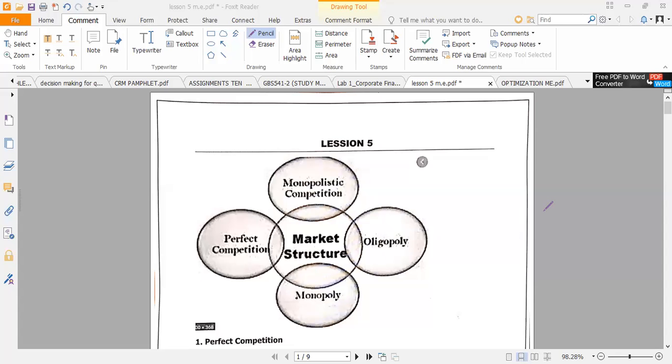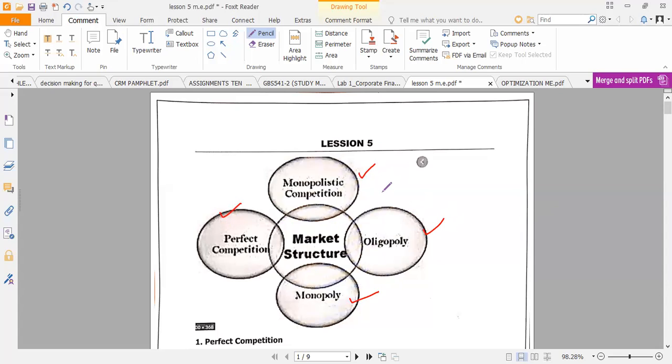Market structures really refer to the different industries that are classified and differentiated based on a degree of competition for the goods and services. For this class, I'm going to dominate on the 4 types of market structures. We have perfect competition, we have the monopoly, we have the oligopoly, and the monopolistic competition.